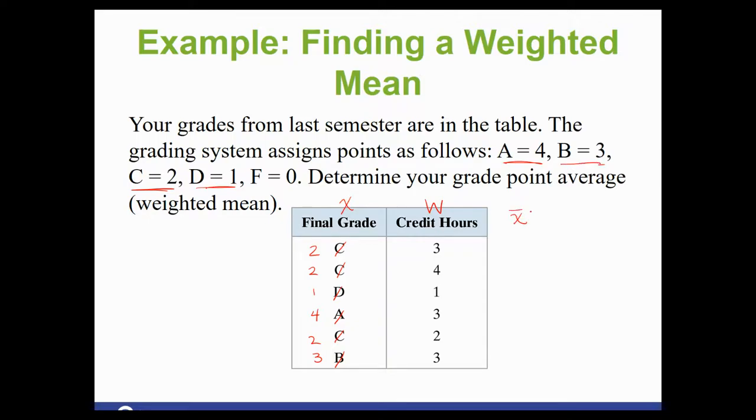So again, that formula is the sigma of XW over sigma W. So XW means I need to multiply these across. So I'm just going to come off to the left-hand side here. I'm doing 2 times 3, then 2 times 4, 1 times 1. So I'm multiplying the final grade and the credit hours for each row. And then I'm going to add them up.